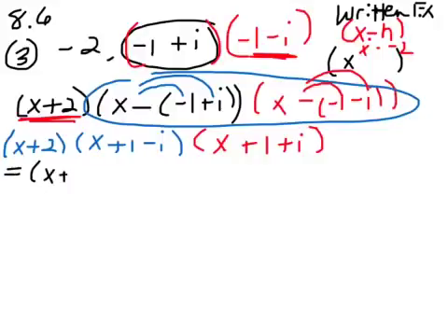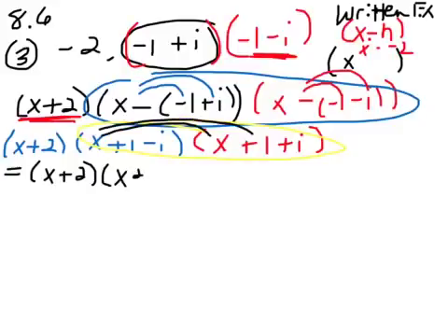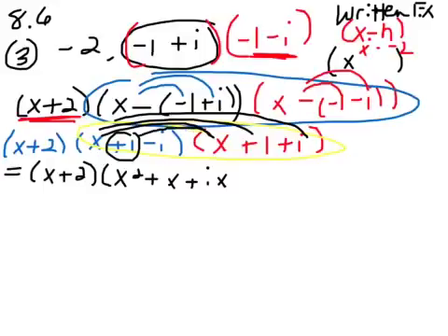Okay, so I'm going to put equal. I'm going to keep up with my x plus 2, and I'm going to start distributing. I'm going to work on doing these 2. I'm going to multiply them out first, because when you do this, it usually turns a whole lot simpler than it looks like it's going to. So here we go. x times x is x squared. x times 1 is x. x times i is ix. Now we're going to distribute the plus 1. Plus 1 times x is just plus x. 1 times 1 is 1, and positive 1 times a positive i is another i.